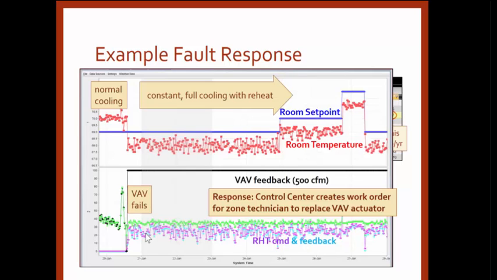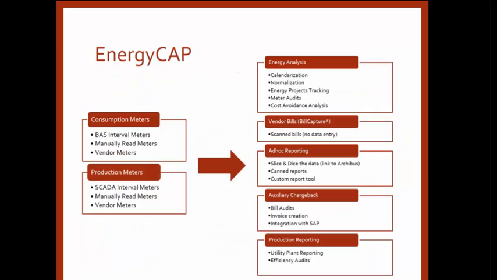The response from the control center was that they created a work order for a zone technician to go and replace the VAV actuator, and that brought it back to normal. That's an example of how we were able to respond to that fault.